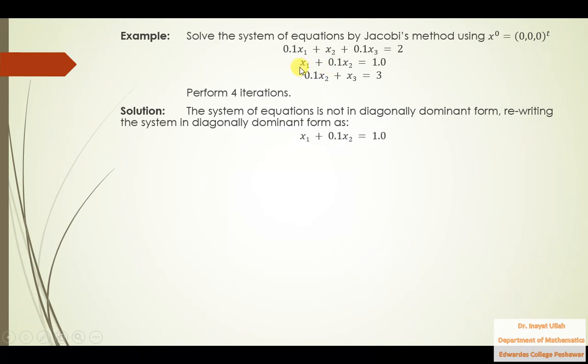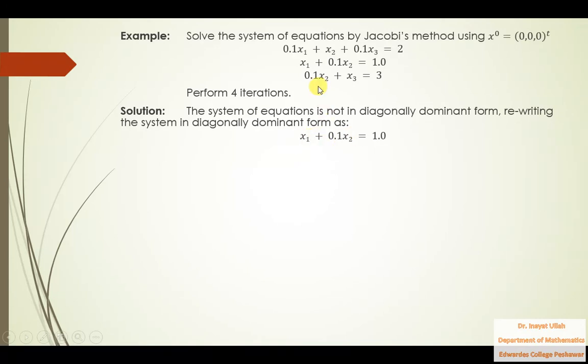You see that the coefficient of x1 is 1 here, and the rest of the coefficients are 0.1 and 0, because x3 is missing here, so the coefficient of x3 is 0 here. 0 plus 0.1 is 0.1, and the coefficient of x1 is 1. 1 is greater than 0.1, so that's why this will be considered as the first equation.